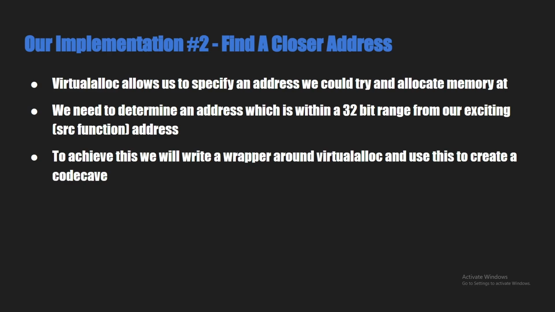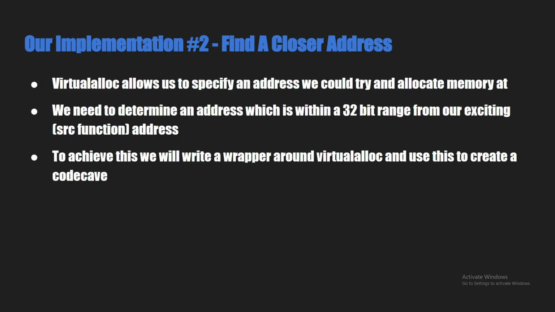So VirtualAlloc allows us to specify an address that we could try and allocate memory at. It doesn't necessarily mean it's going to work, but it allows us to iterate through and find an address that's close enough so it's going to work. We need to determine an address which is within a 32-bit range from our existing source function address, and to achieve this we'll write a wrapper around VirtualAlloc, and we're going to use this to create a code cave.